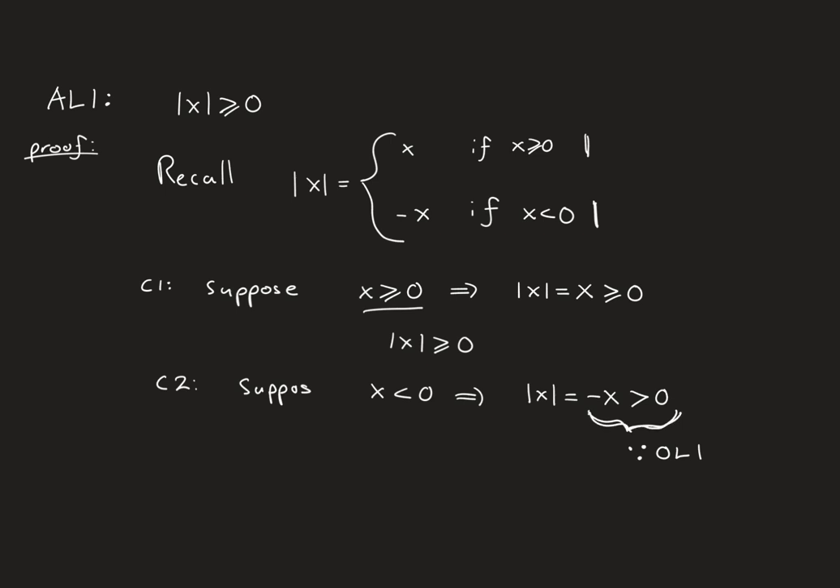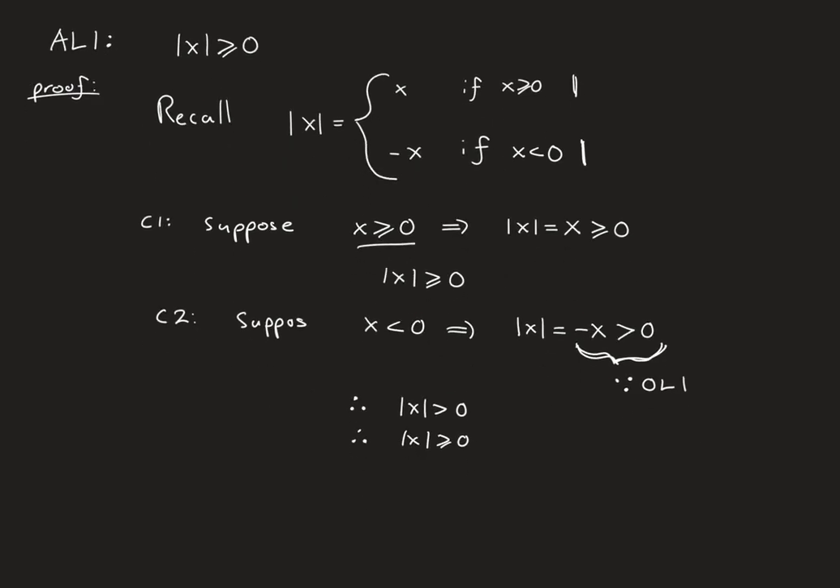And therefore, even if x is less than 0, the absolute value of x would then be bigger than 0, and of course, therefore, the absolute value of x is also bigger than or equal to 0. So in either case, the absolute value of x is bigger than or equal to 0.